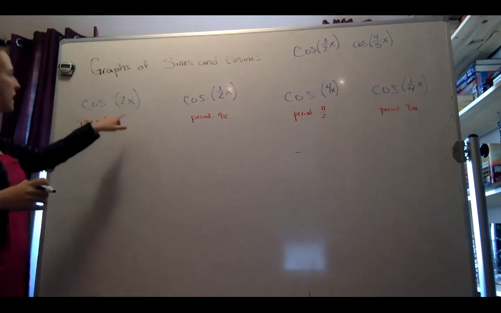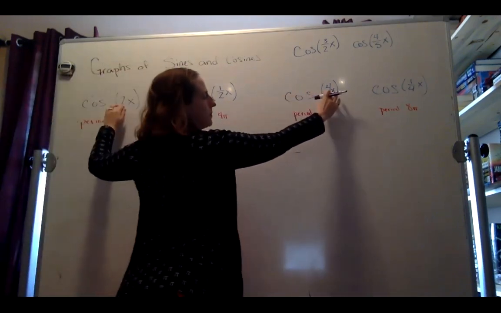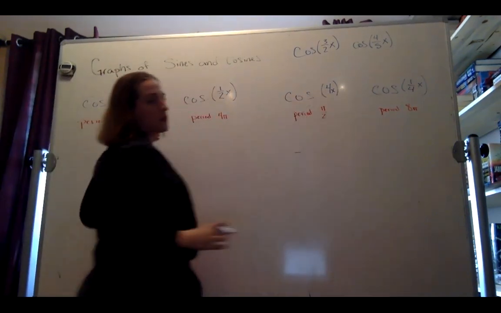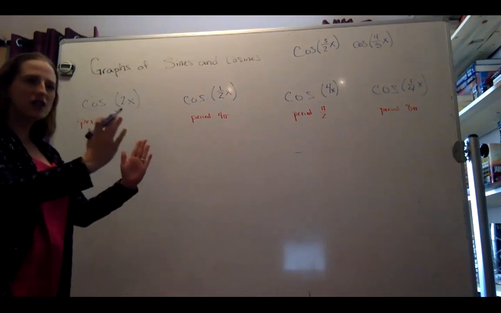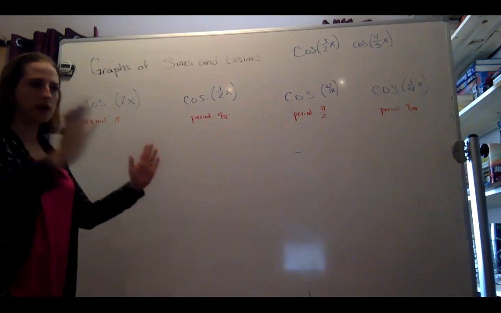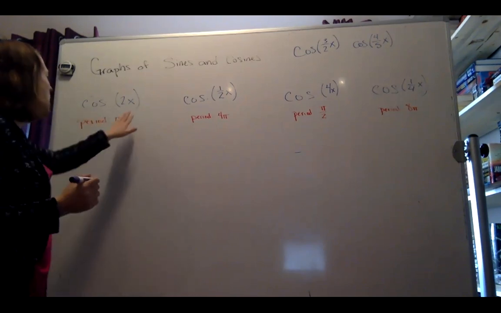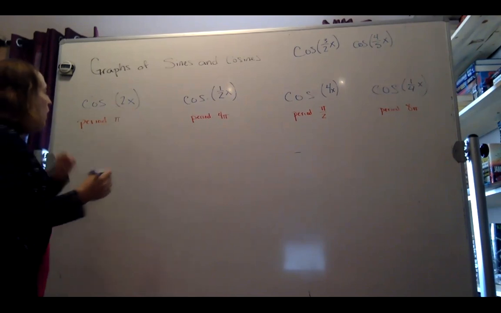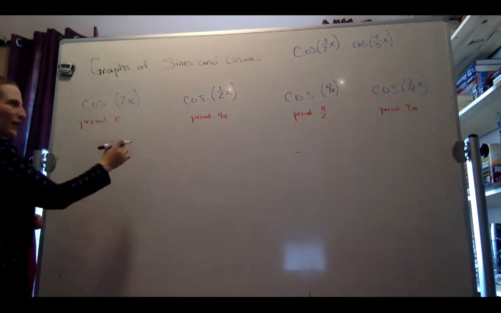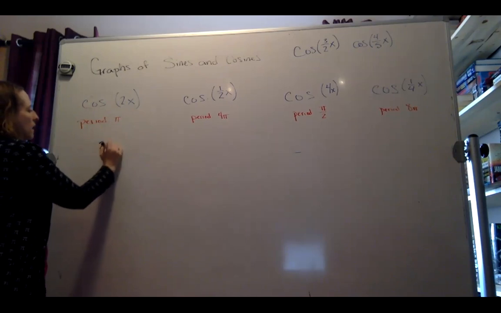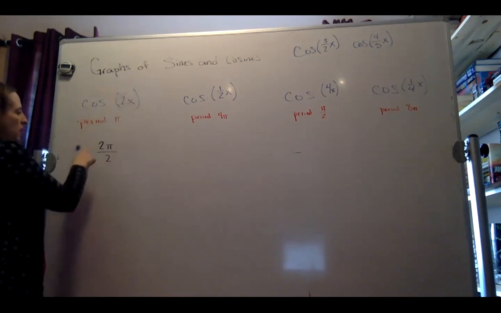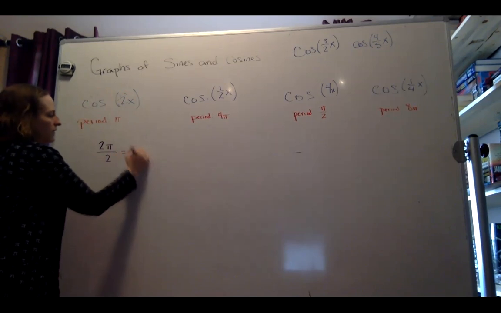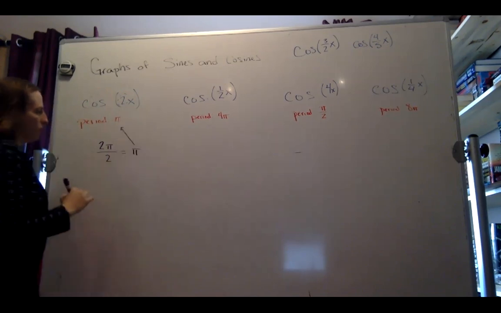One thing we saw is that when we had a number bigger than 1 as our multiplier, in the case of cosine of 2x and cosine of 4x, our period decreased or got smaller. These represent a horizontal shrinking. The original period of cosine of x was 2 pi. When we shrink that period, we divide by this factor here. 2 pi divided by 2 gives us our new period of pi.